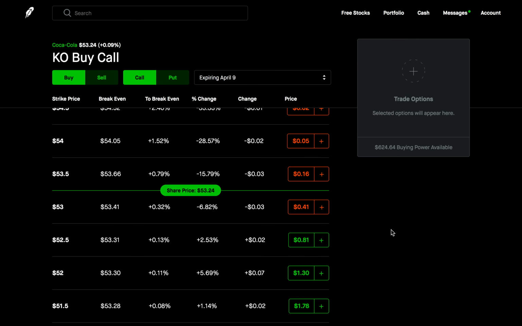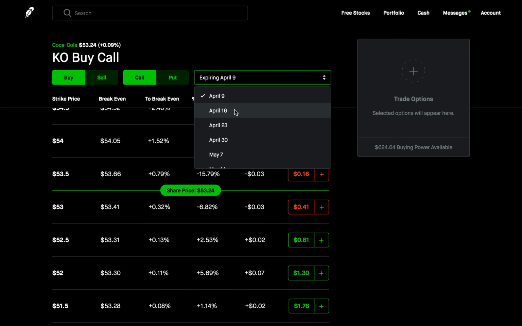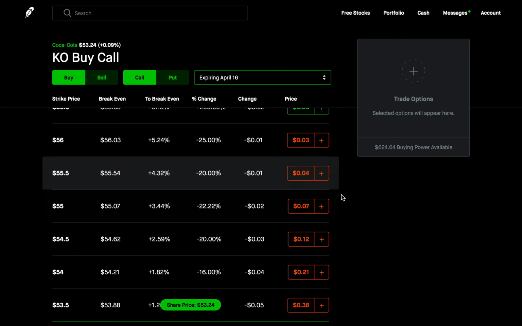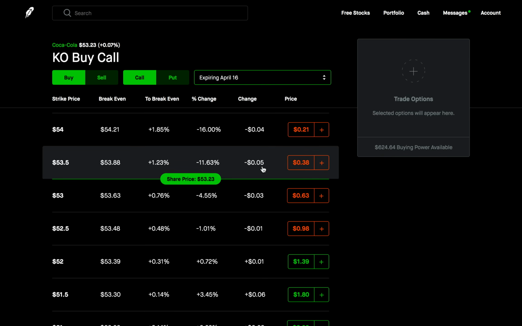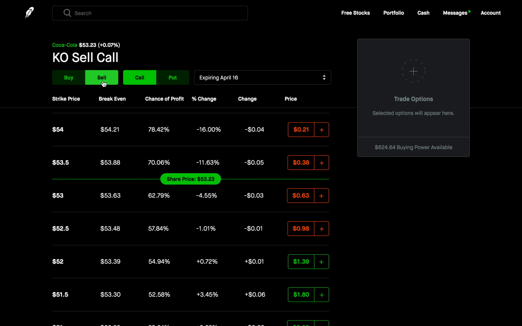The first thing I'm going to do is choose an expiration date. I'm going to choose April 16th, since April 9th is coming up very quickly. So let's choose April 16th for the expiration date. The first thing I want to do here is come up with a price that I think this stock will be at on expiration date. So what price do I think Coca-Cola will be on April 16th? Let's say I think it'll be at $53.50, which is right here. Then this is going to be the strike price I choose for the call that I'm selling.